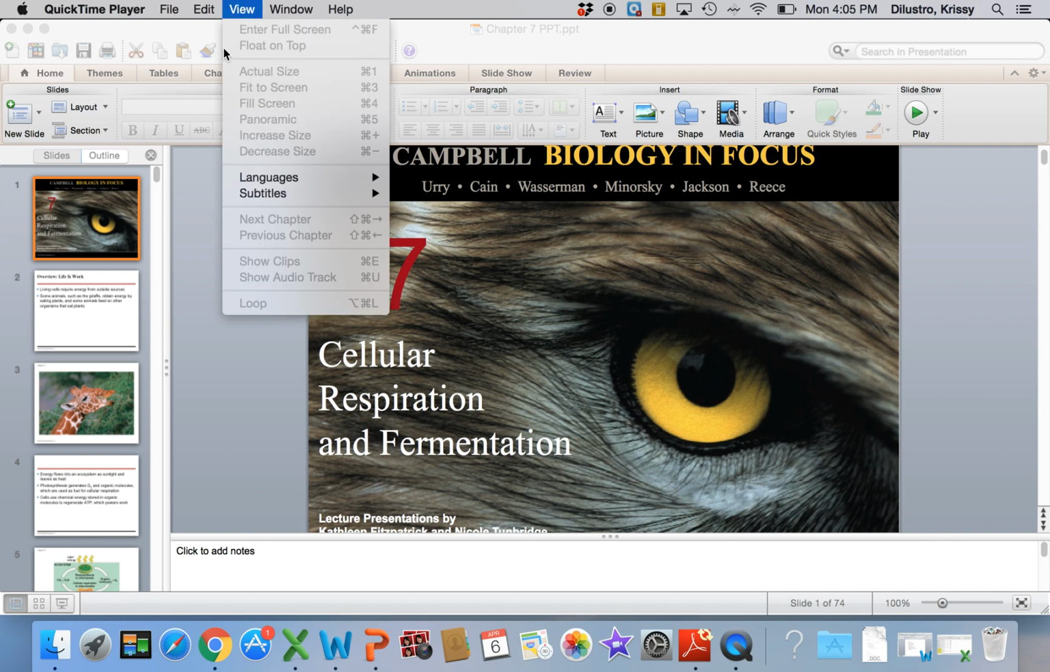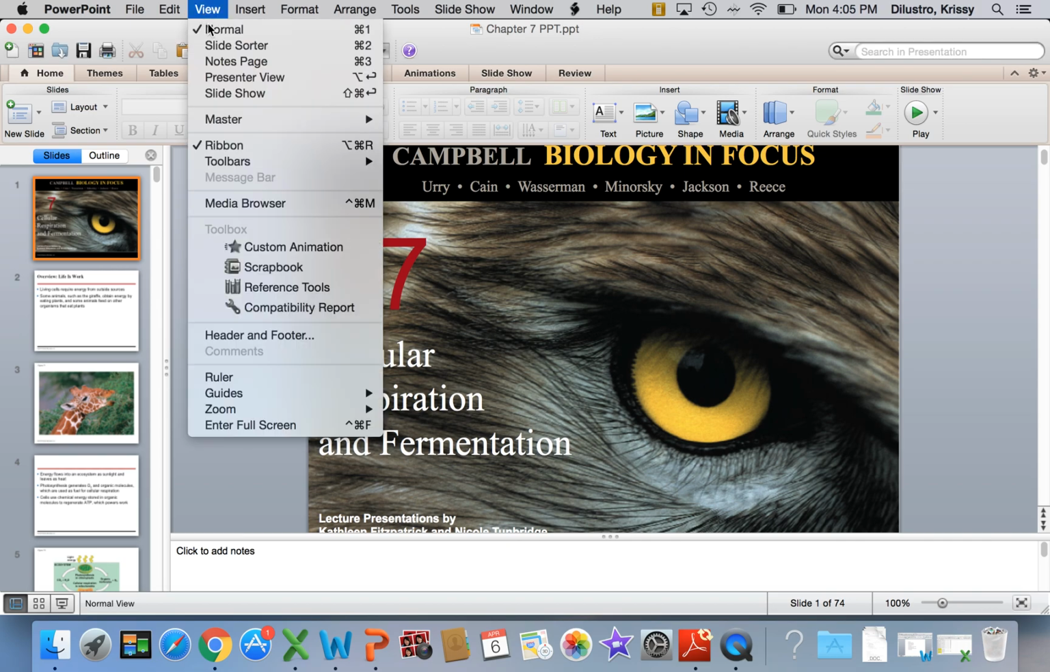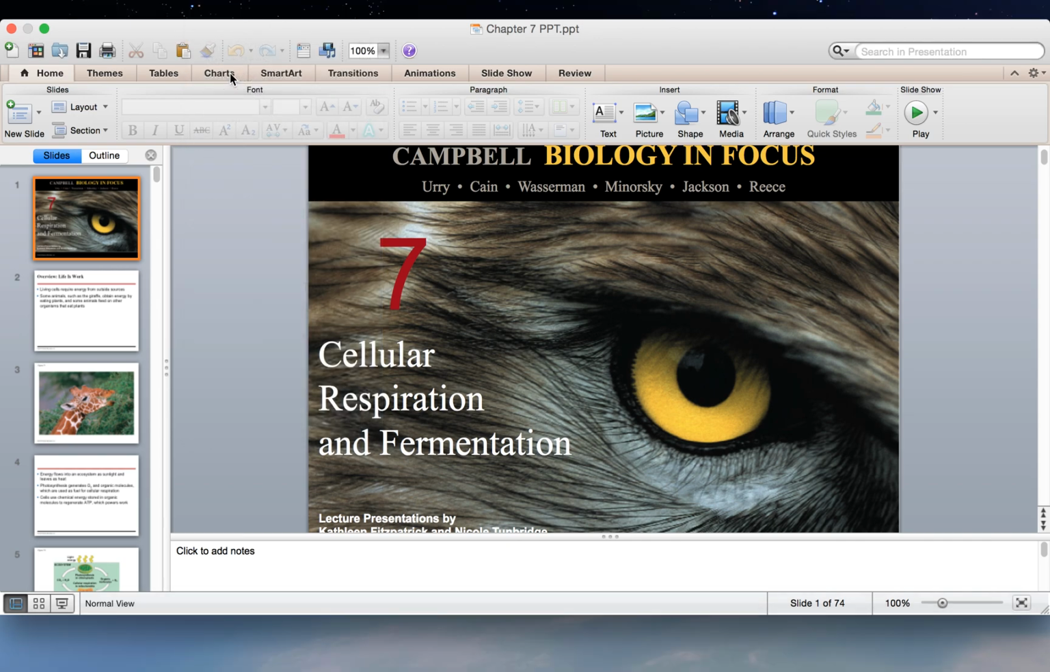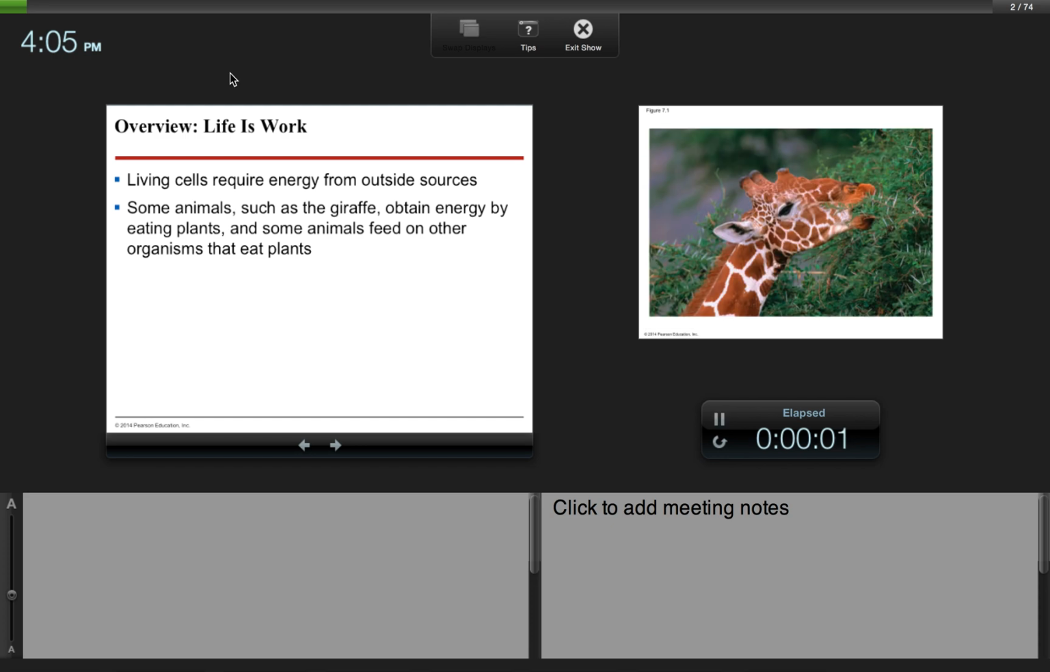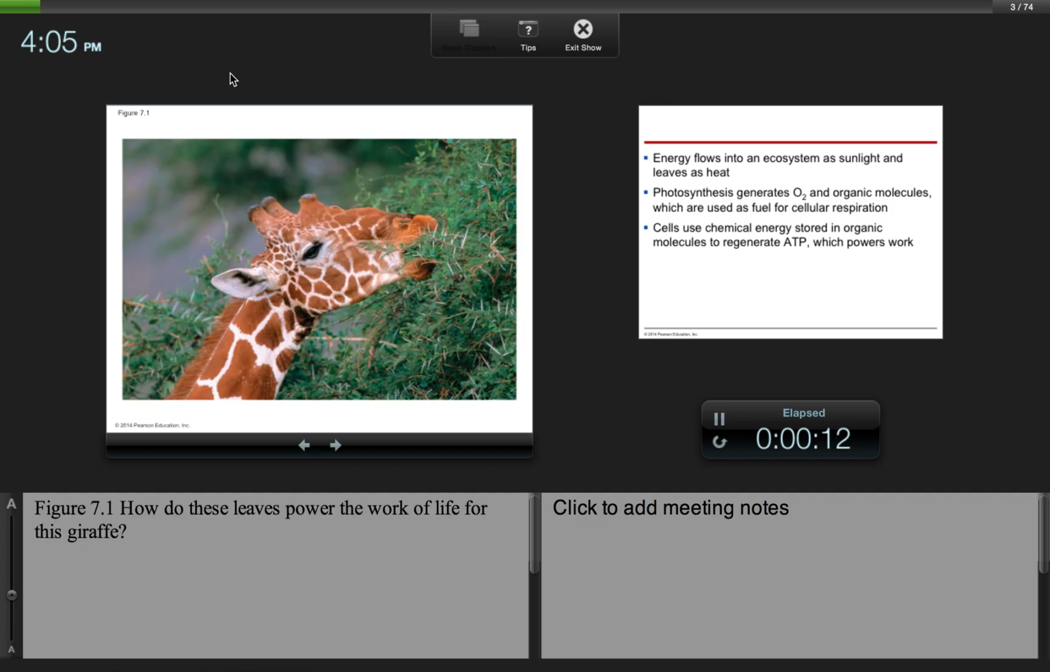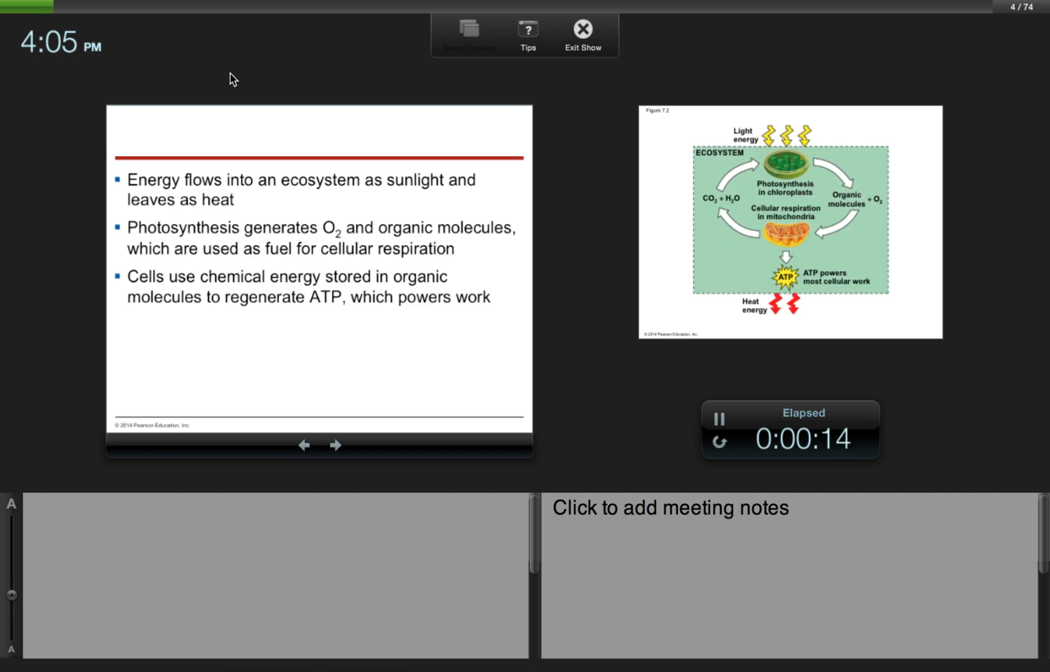Okay, starting chapter 7, cellular respiration and fermentation. Living cells require energy from outside sources. Some animals, such as giraffes, obtain energy by eating plants, and some animals feed on other organisms that eat plants. So, giraffe. Energy flows into an ecosystem as sunlight and leaves as heat.